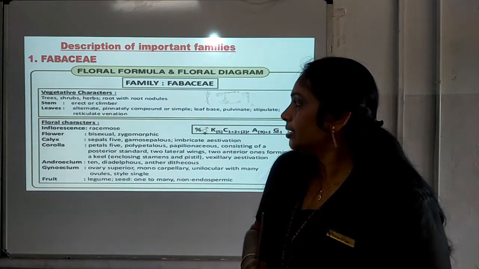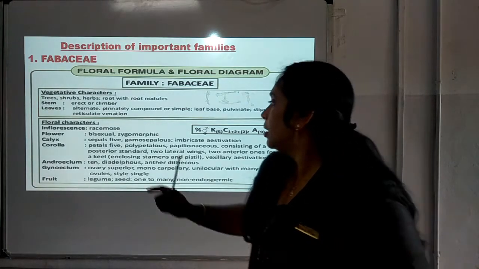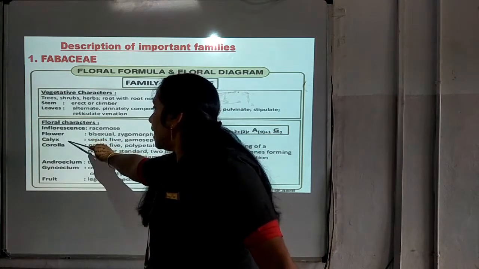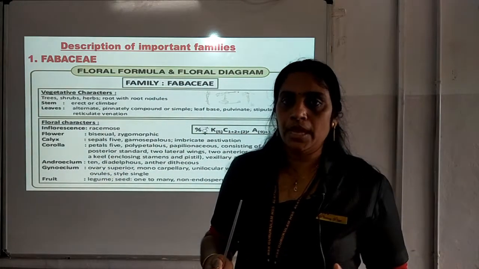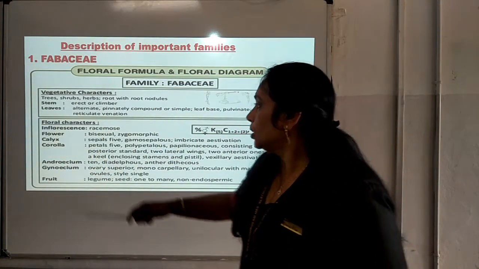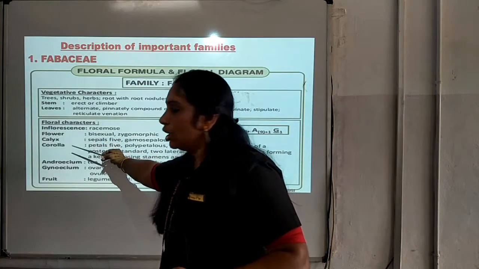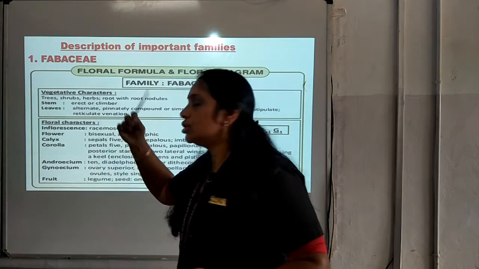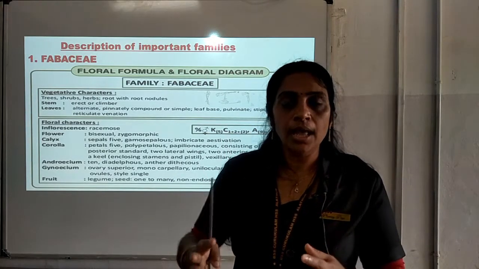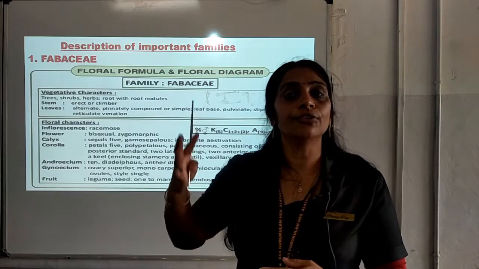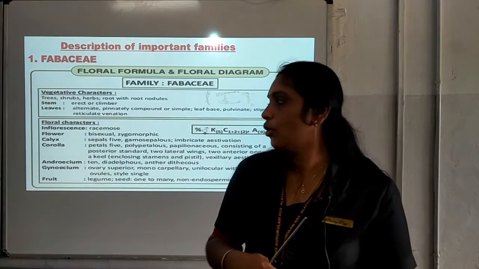In the floral diagram as well as floral formula, the flower, calyx, corolla, androecium and gynoecium are only included. Understood, my dear children? Based on the flower, the calyx, the corolla, androecium and gynoecium, we are going to make the floral formula, and based on the floral formula, the floral diagram is prepared or made.